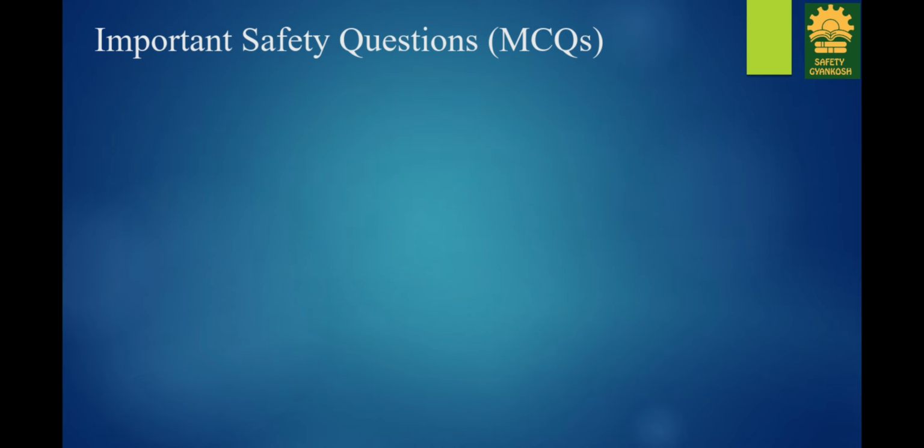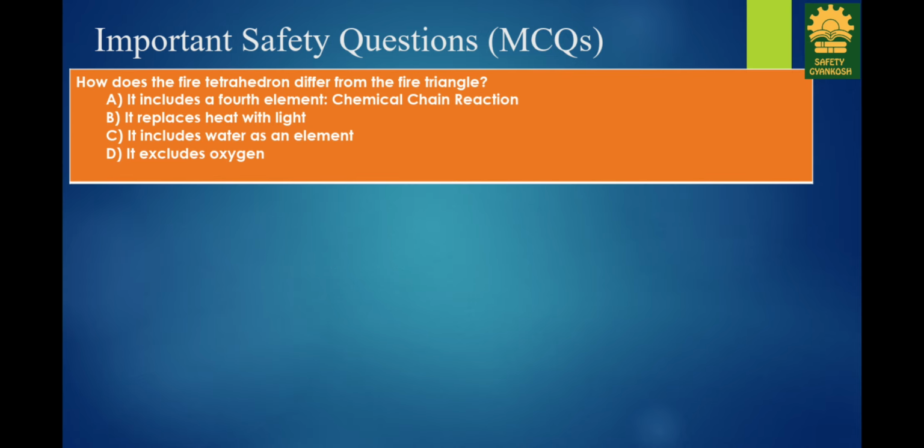Let's move on to the next question. How does the fire tetrahedron differ from the fire triangle? A. It includes a 4th element, chemical chain reaction. B. It replaces heat with light. C. It includes water as an element. D. It excludes oxygen.